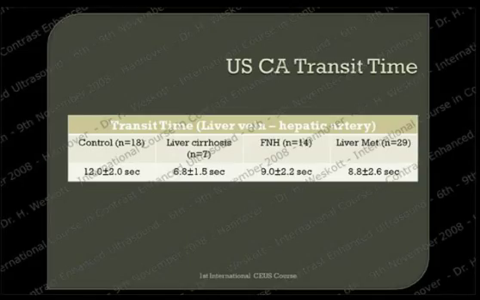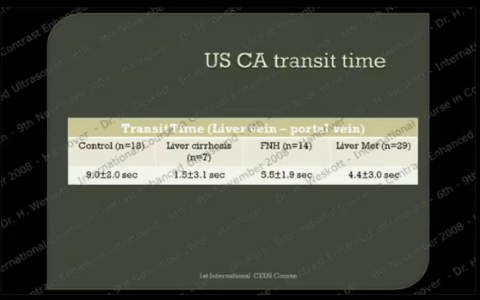And the transit time means the arrival time in the liver veins minus the hepatic artery. In the control group, as you just saw, 12 seconds. In liver cirrhosis, 6.8, FNH 9, liver metastasis 8.2. And you see that the standard deviation is not very high. So these are rather reliable numbers. If we look at the liver vein minus portal vein arrival time, then in the control group you have 9 seconds, but in liver cirrhosis, you have 1.5 seconds. FNH 5.5, liver mets 4.4 seconds.